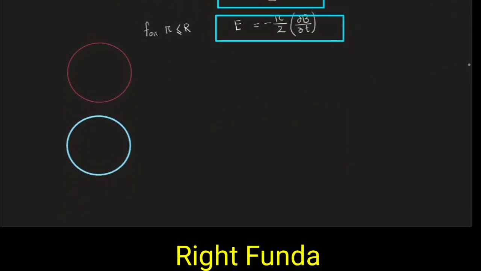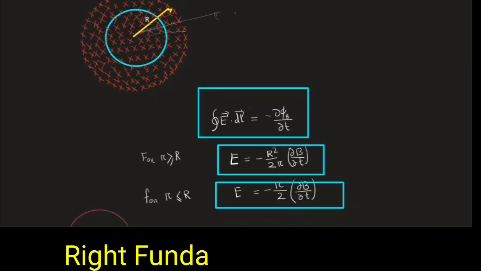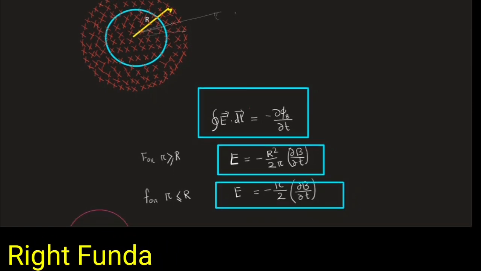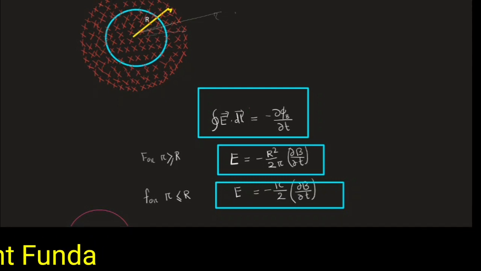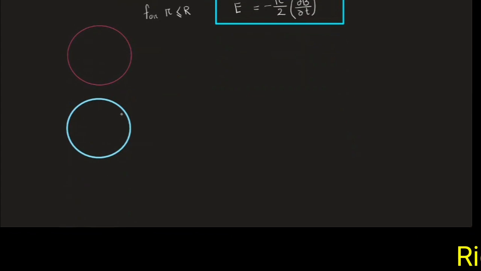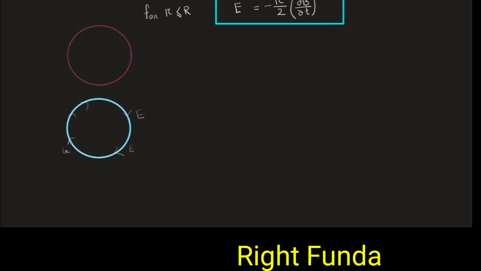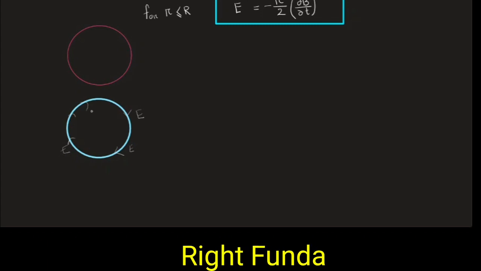Suppose in this case the magnetic field is into the plane and increasing with time. Sorry, in our case it is decreasing with time. If it decreases, then the induced field will be in the clockwise direction. Eta I will take as a positive quantity. So the electric field exists like this. There is an electric field induced everywhere.